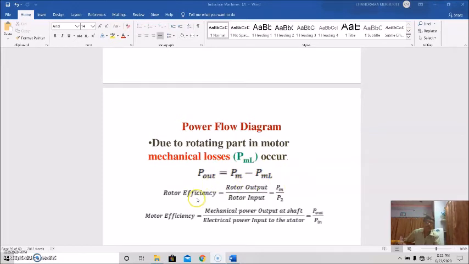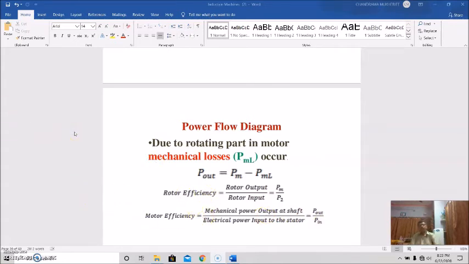So we can find out rotor efficiency, which is rotor output by rotor input. This is the rotor output and this is the rotor input, so Pm by P2. Motor efficiency will be the mechanical power output at the shaft by the electrical power input to the stator, that is P out by P in. So this is the motor efficiency.